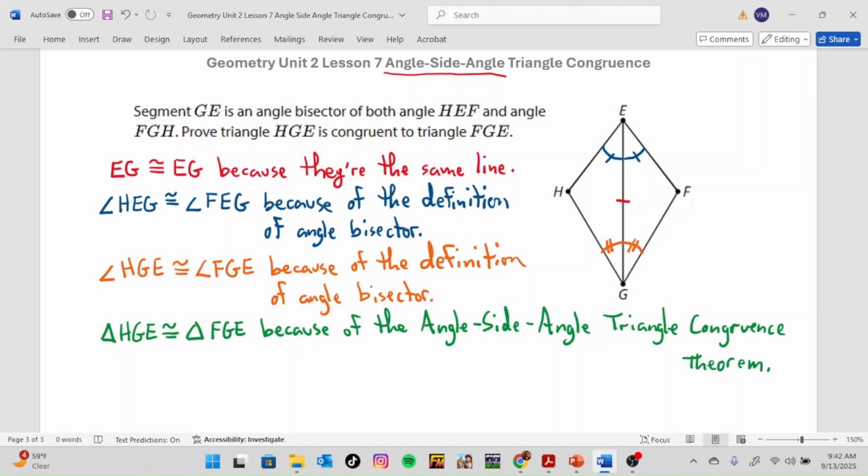So this is how we write a proof. We proved that the side was congruent. We proved that the angle on each end of that line segment was congruent. So therefore we can make the statement that the two triangles are congruent because of the angle, side, angle, triangle congruence theorem.